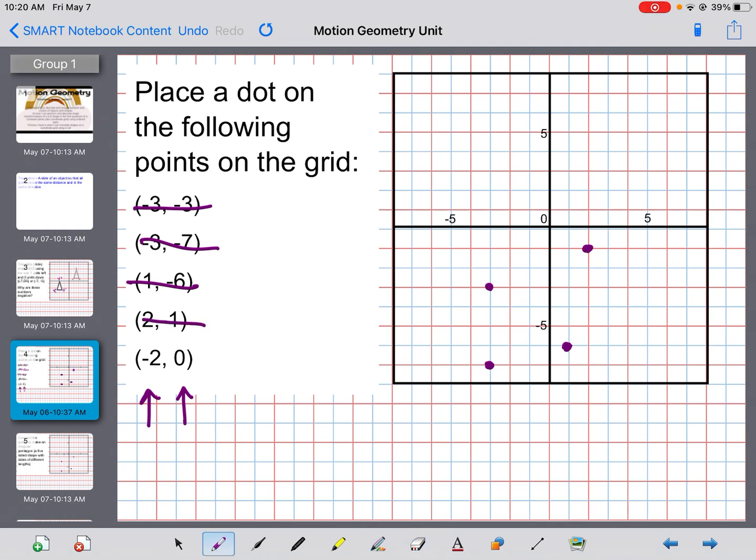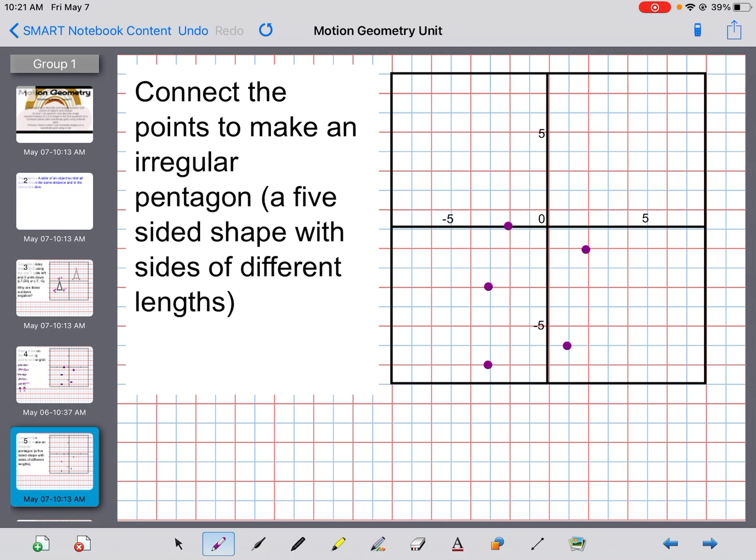And my last one is -2 and 0. Okay, so on the x-axis, I'm going to go back -2, which is right here. And 0 means I just stay on that axis. I'm not going to move anywhere. So I'm actually going to put a point right here. Okay, good. And that's all done. So now that we've got all those points put in, I want to connect the points to make an irregular pentagon. And a pentagon is a 5-sided shape. An irregular pentagon is a 5-sided shape with sides of different lengths and also with different angles.